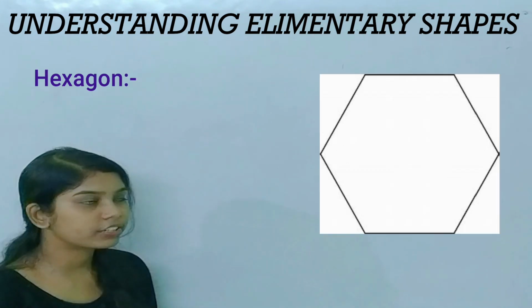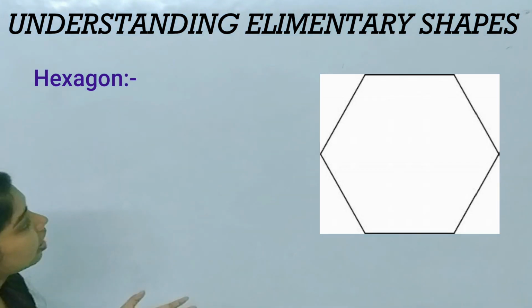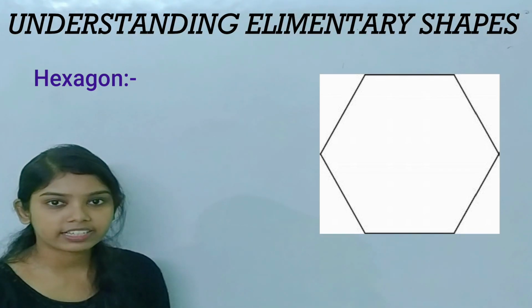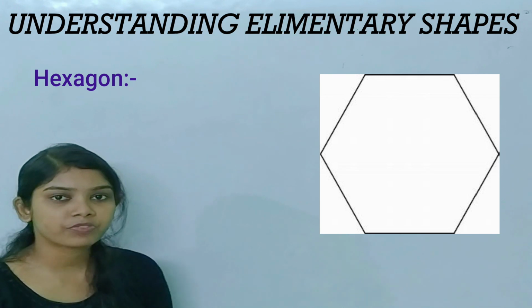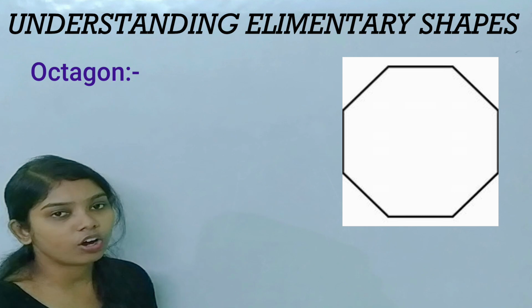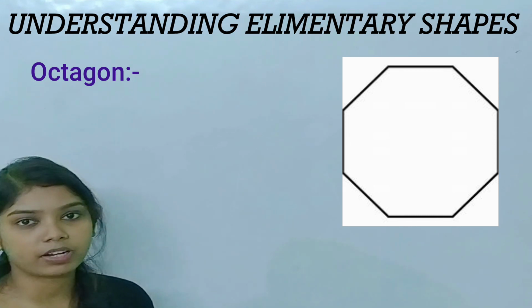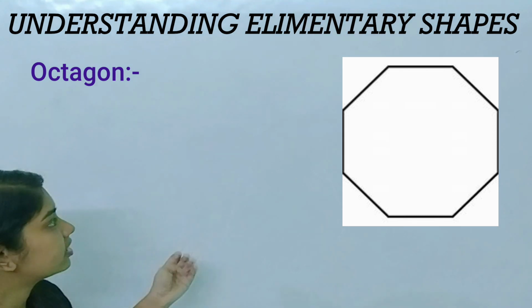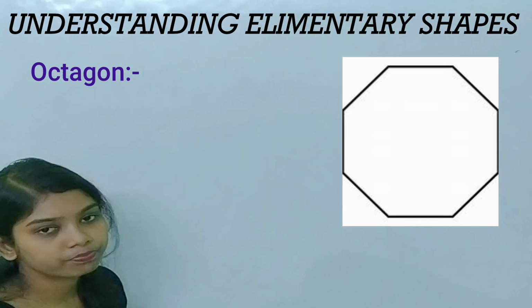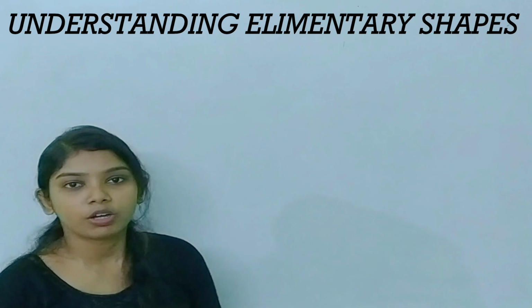Okay? Next one is hexagon. Hexagon consists of 6 sides. 6 number of sides together form a hexagon. Okay? The next one is octagon. Octagon consists of 8 number of sides. As you can see there in the picture, it consists of 8 number of sides. Okay? So this was all about polygon.